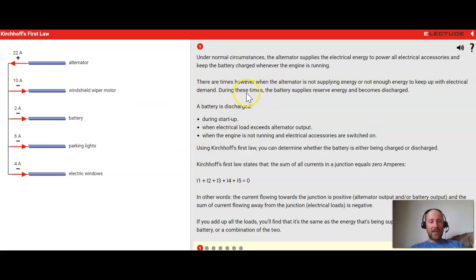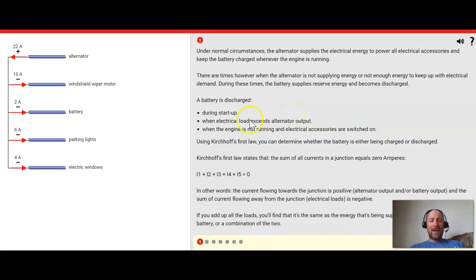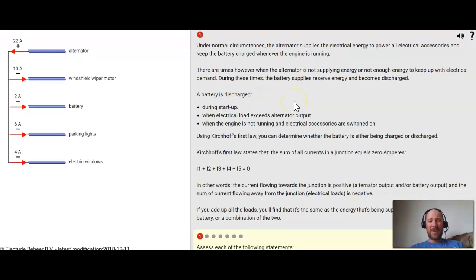So here's the first page of Kirchhoff's First Law. Always start, please, by reading what's going on the right. Even if it doesn't make sense, you might need to reread some things a couple of times. Okay. It talks a little bit about what it means when a battery is discharged. What we mean by discharging a battery is when we're using electricity from the battery.